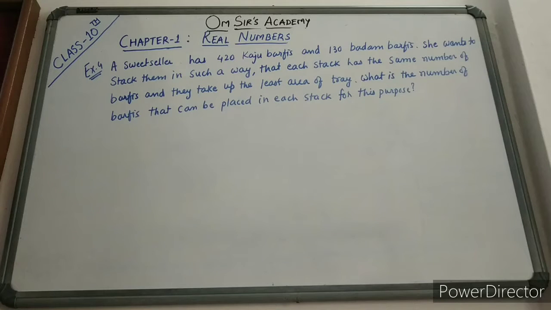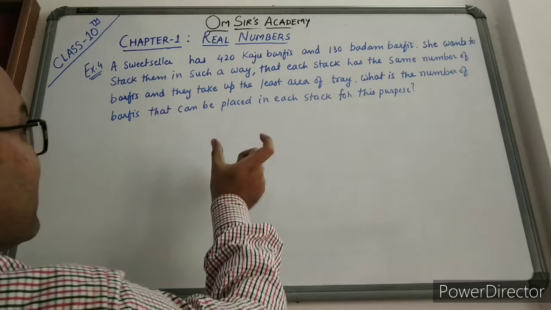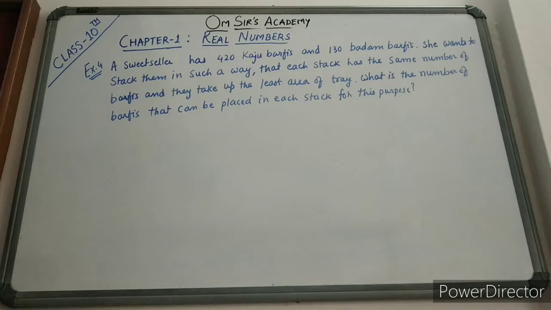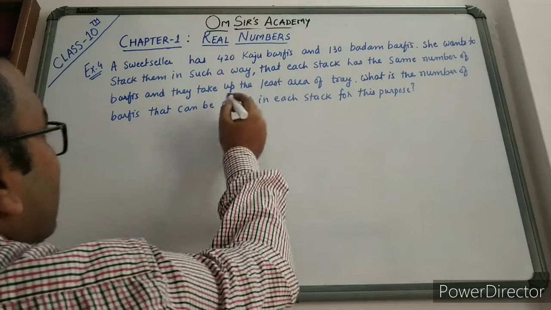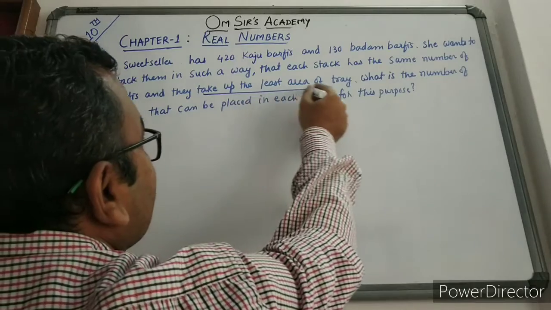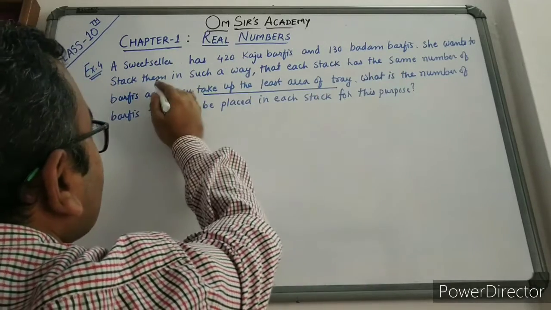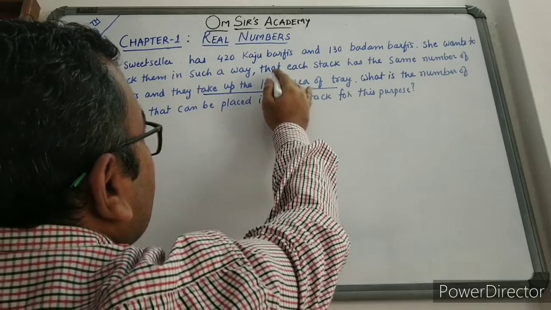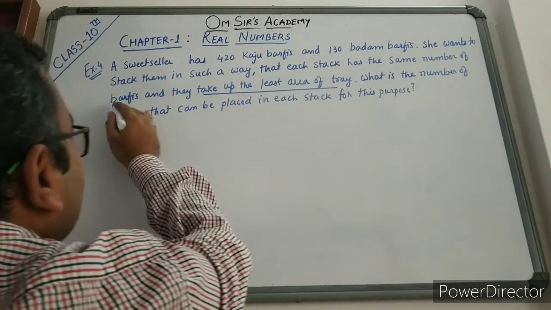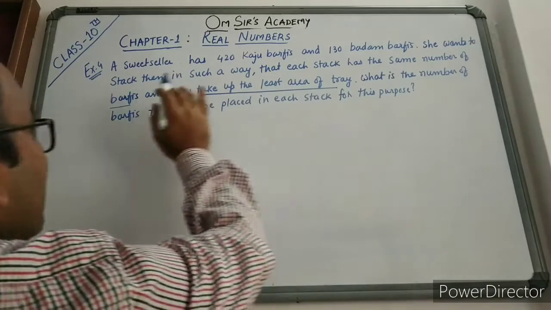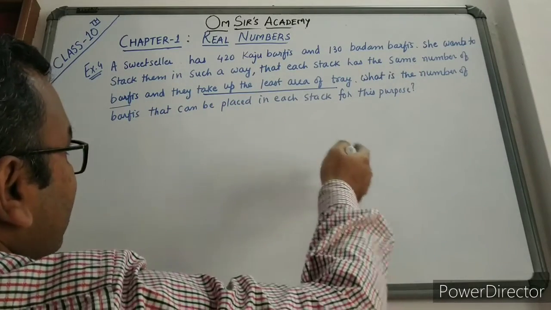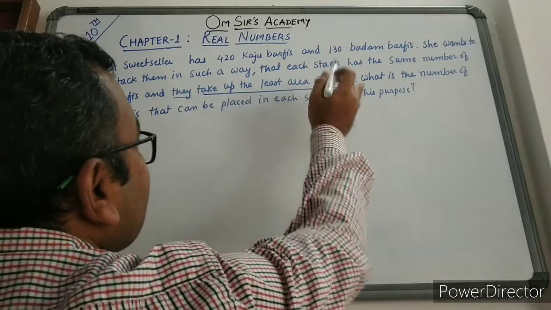Now friends, this is an interesting sum. Now we have to solve it systematically. Why? Because here the wording matters. The wording says that this number will give the maximum Burfis in each stack. Why can we say that each stack takes up the least area of the tray? They say she wants to stack them in such a way that each stack has the same number of Burfis, meaning whatever Burfis there are, every stack should have the same number of Burfis, and they take up the least area of the tray.